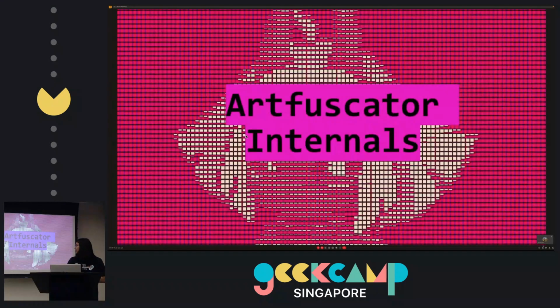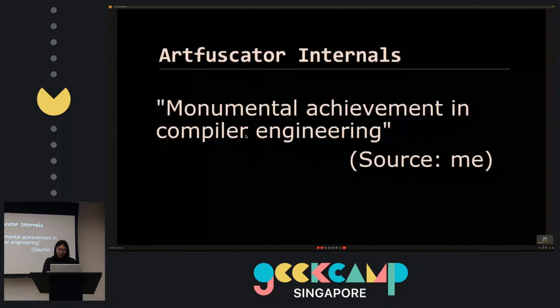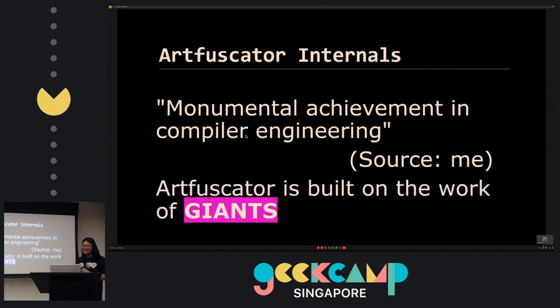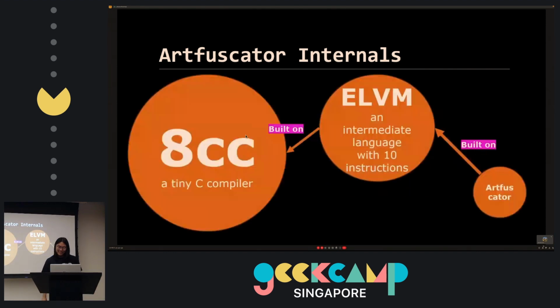So now I can go into Artfuscator internals, which is what you are here for. Let me just say that Artfuscator is a monumental achievement in compiler engineering, but it is built on a world of giants. Artfuscator, first and foremost, is built on an intermediate language called ELVM, a very simple intermediate language with only 10 instructions. And ELVM, on the other hand, is built on 8cc, which is a tiny C compiler, and it's a very hackable C compiler.